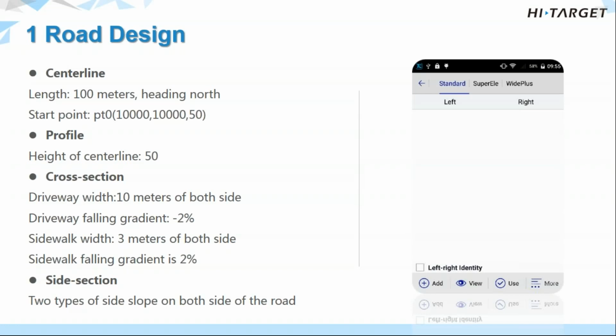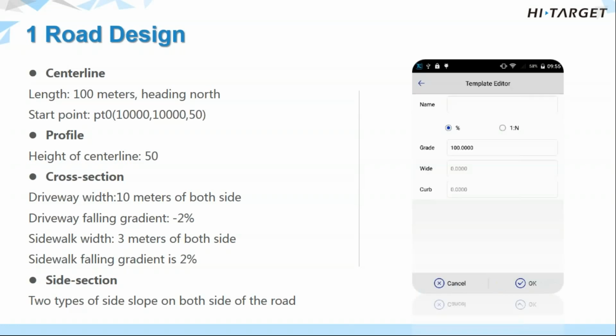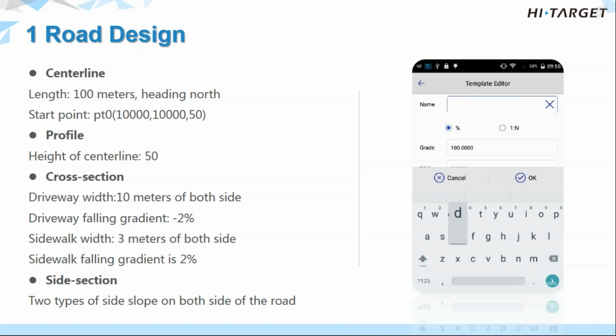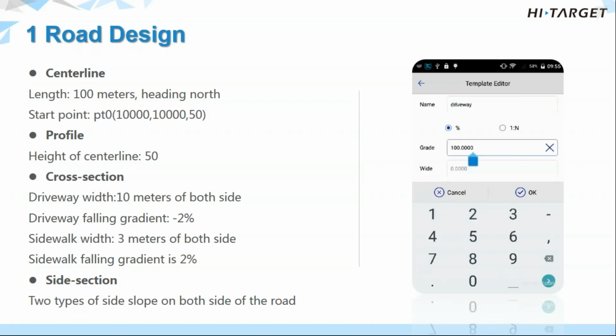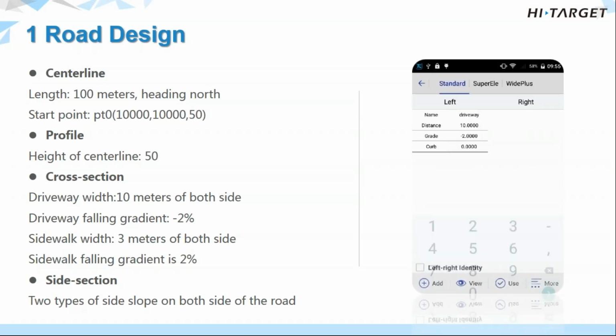The third one is the cross-section. Set the width and falling gradient according to different road types. And if the road is symmetrical, you could just set one side and then use the left-right identity tool to get the other side.